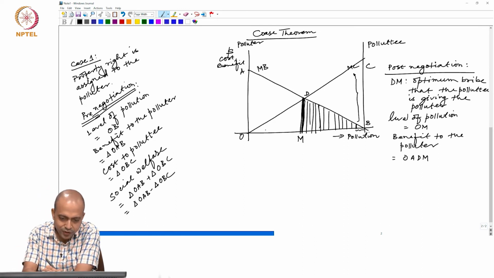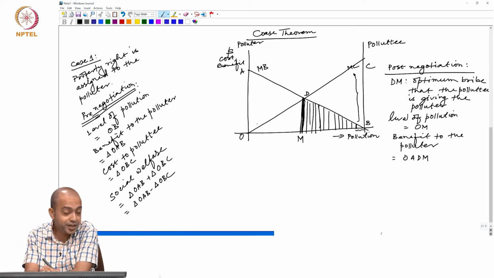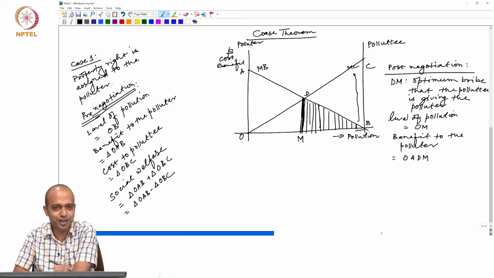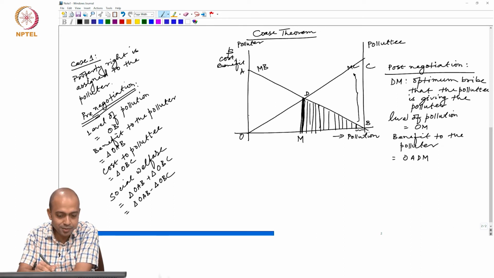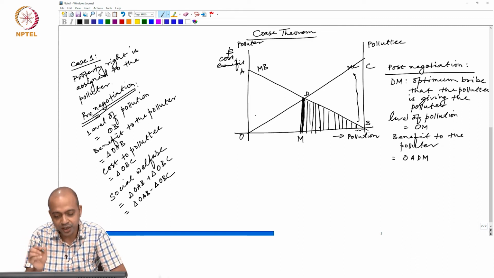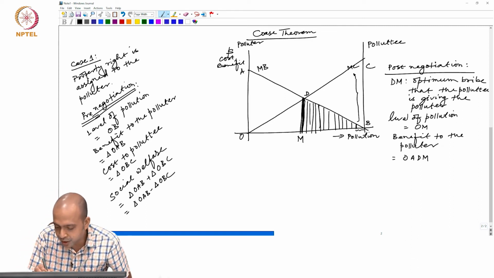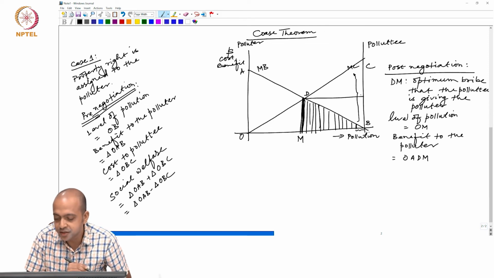This is the benefit the polluter is getting due to its production only. Apart from this, the polluter is receiving some amount of bribe also, right? So, we need to add that amount of bribe with this so as to get the total benefit at the post negotiation period. Then what is the total amount of bribe? This is the total amount of bribe. Let us say this is Q.